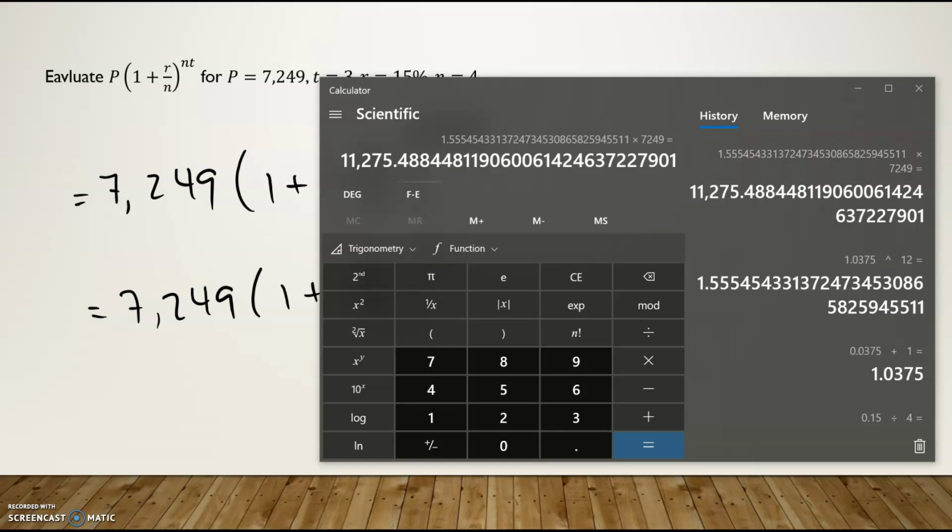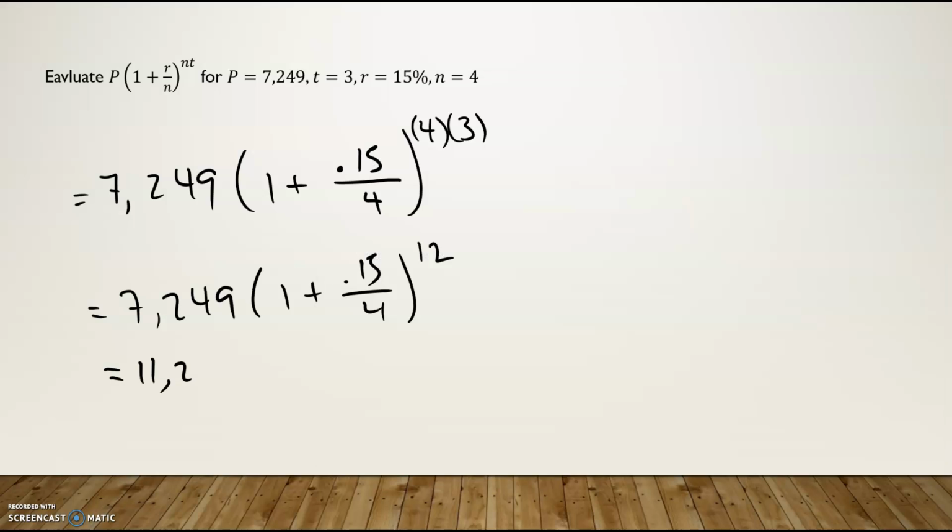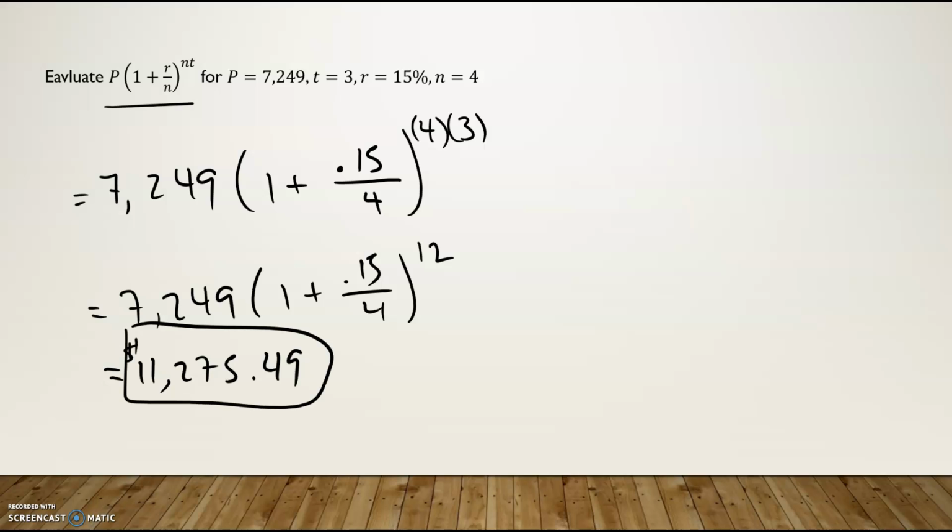11,275.488. Okay, that 8 is going to make that other 8 go up to 9. So 11,275.49. And that is our evaluation of this compound interest formula given these conditions right here.